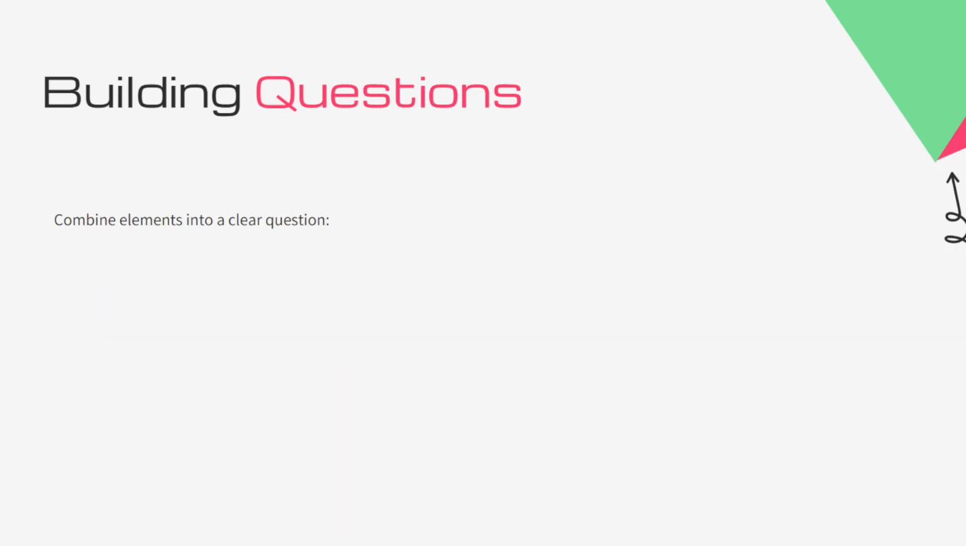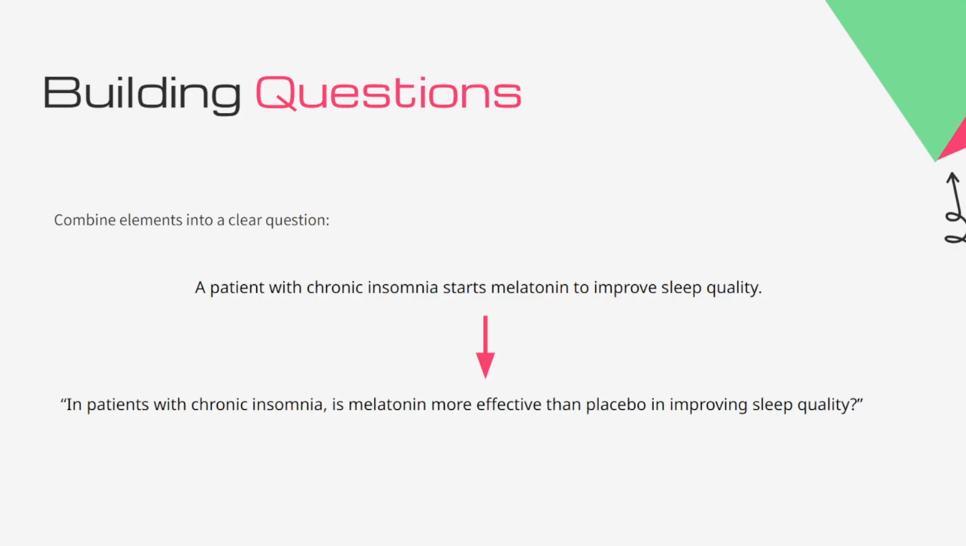Now, we turn those elements into clinical questions. We start with the scenario of a patient with chronic insomnia who starts melatonin to improve sleep quality, and we can now transform it into: in patients with chronic insomnia, is melatonin more effective than placebo in improving sleep quality? The goal is to be clear, specific, and focused on the outcomes.